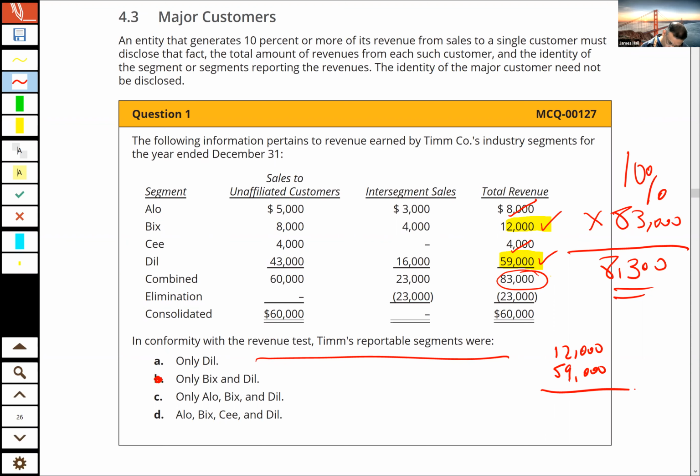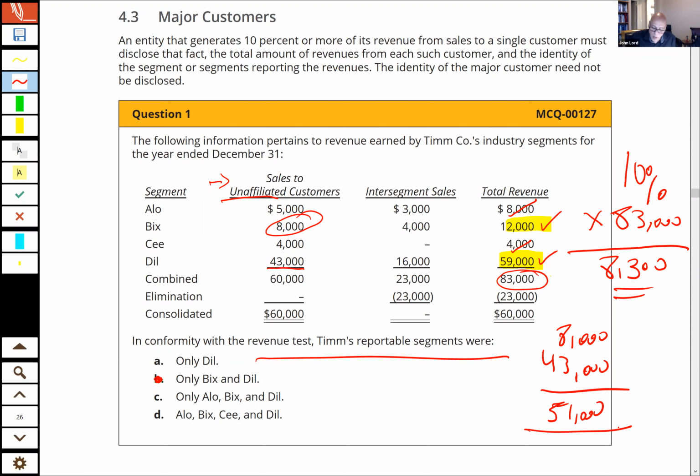Yeah, but that's not what I wanted because I looked at the total. Sorry, guys, I looked at the total and I need to look at what? I need to look at the consolidated. That's what's to unaffiliated. So BIX is what? BIX is 8 on a consolidated basis, what was to unaffiliated. And DIL was 43. Sorry, guys, I did that the wrong way for a second there. So 8 and 43 is what? 51,000?